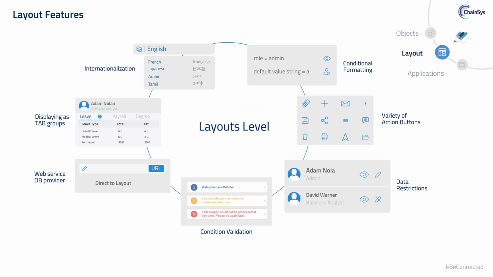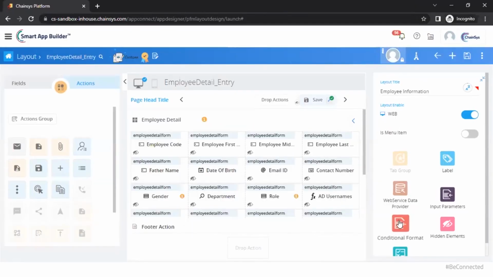Next, we will go to layout features. There are multiple layout features. First, we will look into conditional formatting. Conditional formatting allows users to apply changes in the pages dynamically based on the rule matched on a particular event by using conditional format.